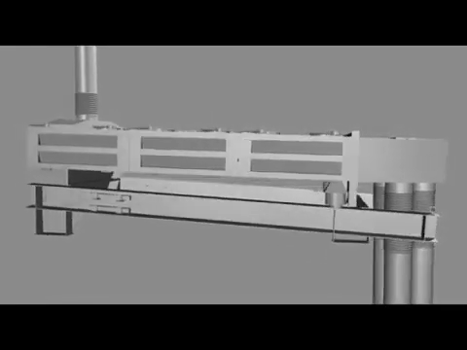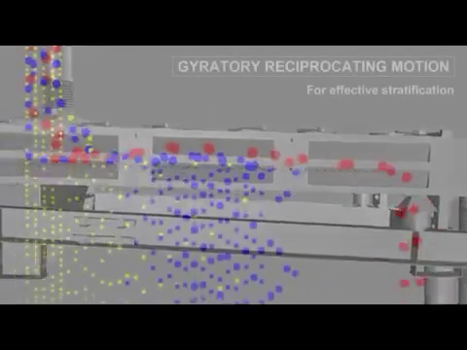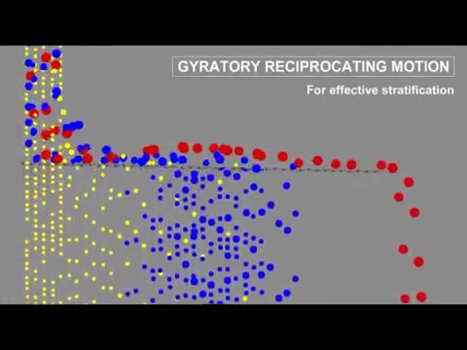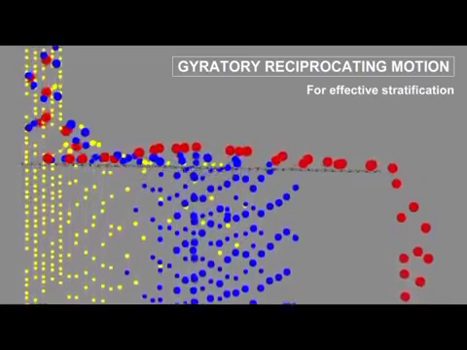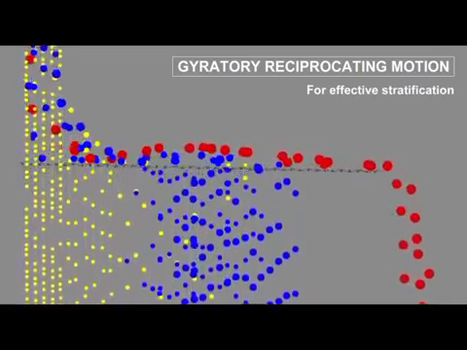The gyratory reciprocating motion naturally stratifies the smaller particles toward the screen surface. This creates a condition that enables the screener to deliver very precise near-size separations.